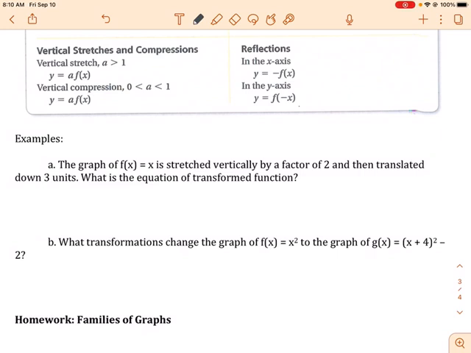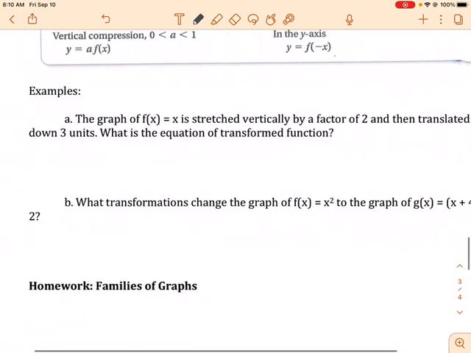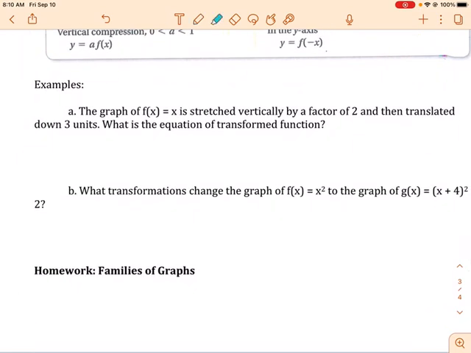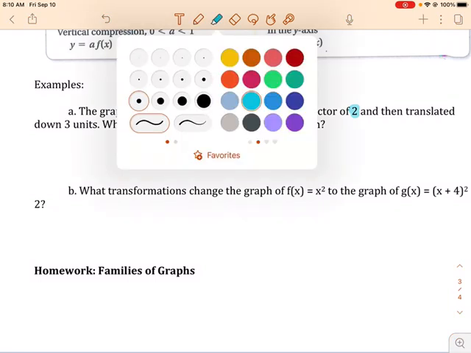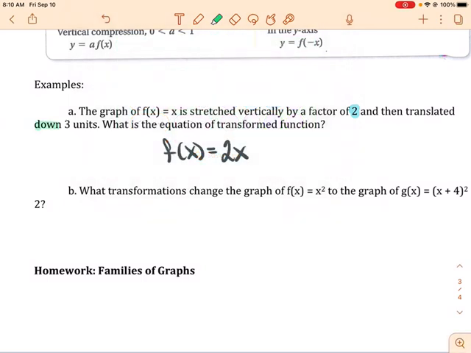All right, so let's take a look at some examples. The graph of a function f of x is stretched vertically by a factor of 2, then translated 3 units down. What's the equation? So here's our vertical stretch because we're multiplying by 2. So we're going to go f of x is equal to 2x. And then translated 3 units down, we're going to go minus 3. So there's our equation.